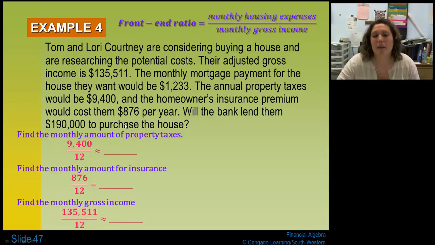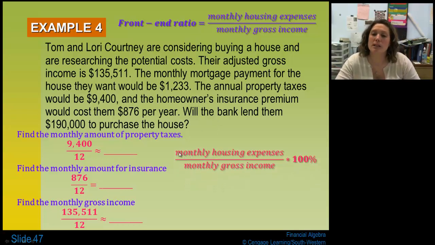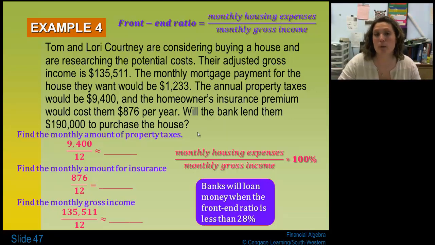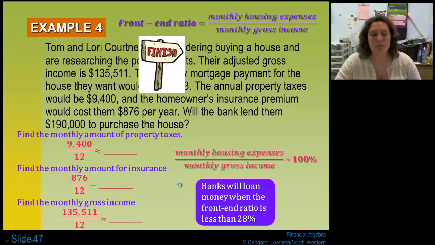Will the bank lend them the $190,000? Well, we need to take the monthly housing expenses payment, the property taxes, and the insurance, add those together, those are your housing expenses, divide them by your monthly gross income, which is here. Multiply that by 100%. Get your answer. If that answer is less than 28%, they're pretty good candidates for the loan, so the bank will lend them the money for the mortgage. So go ahead and finish this problem, please.